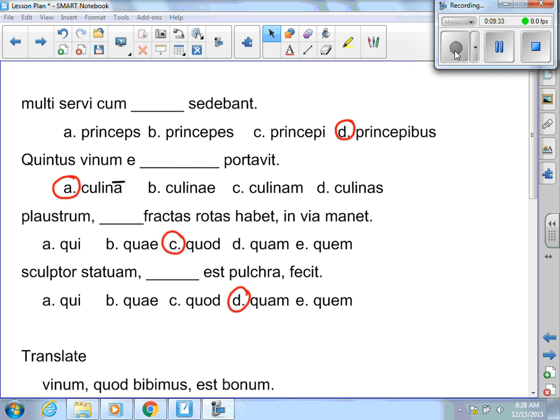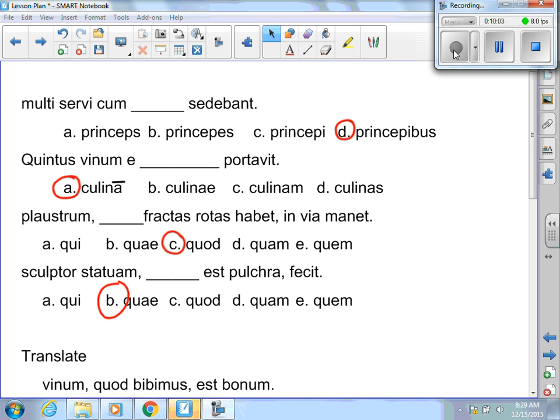Next one we have quam. Sculptor statuam, the relative pronoun is going to go to the antecedent statuam. I chose the accusative because, well, I was wrong. B was actually the correct answer, not quam, because quae is the subject of est, which makes it nominative. I messed this up, so you be careful not to mess this up on the test. I was just going through it very quickly.